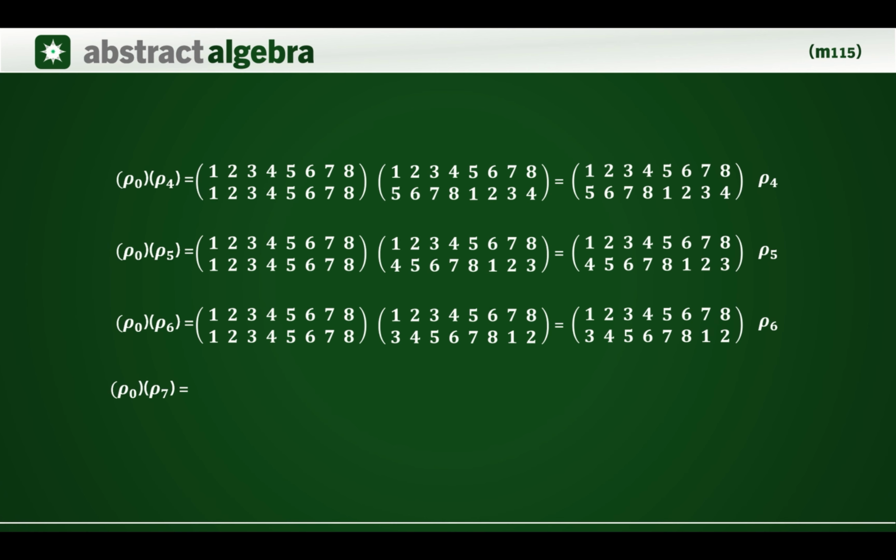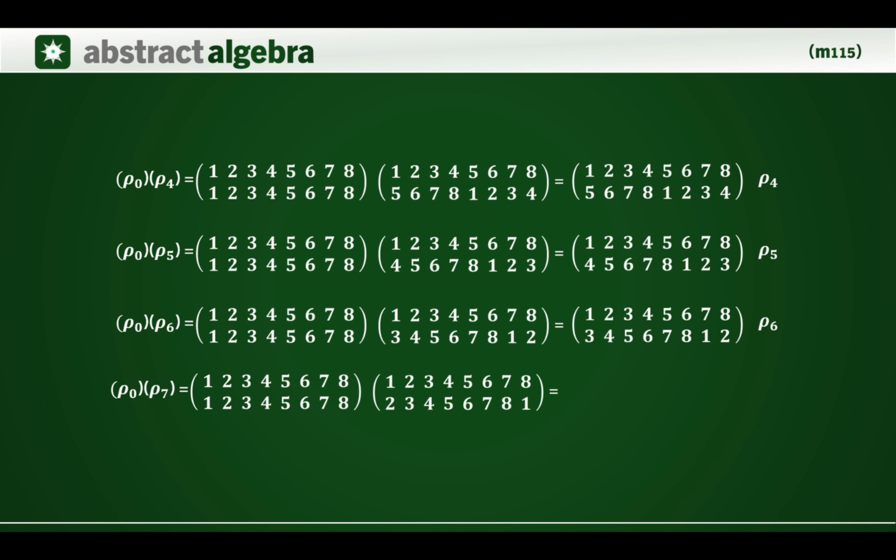Next, we are going to find the composition of row sub 0 to row sub 7. So this is the row sub 0 and this is the row sub 7. So we're going to map 1 to 2, 2 to 2, so therefore 1 maps to 2. We're going to map 2 to 3, 3 maps to 3, therefore 2 maps to 3. So we're going to map 3 to 4, 4 maps to 4, therefore 3 maps to 4.